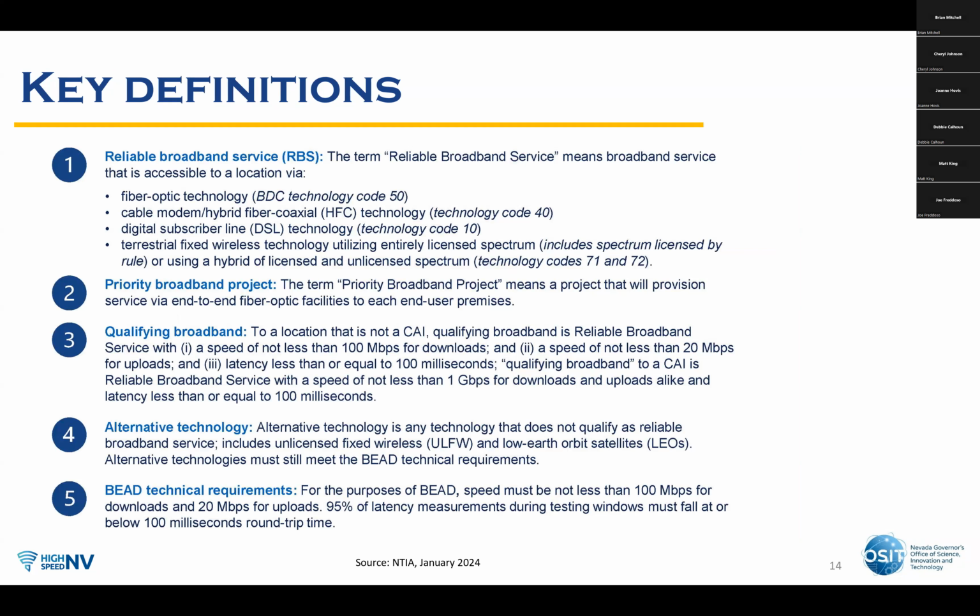Let me start with this, and obviously, all of this material will be available to you on the OSIT website because this webinar will be archived there. But the terms of art that the federal government uses, the key definitions are included there. The important thing to note here is that the term priority broadband project means a project that is end-to-end optical fiber facilities. Under the federal rules, priority has to be for end-to-end fiber.